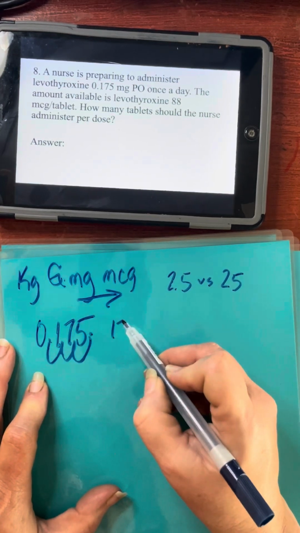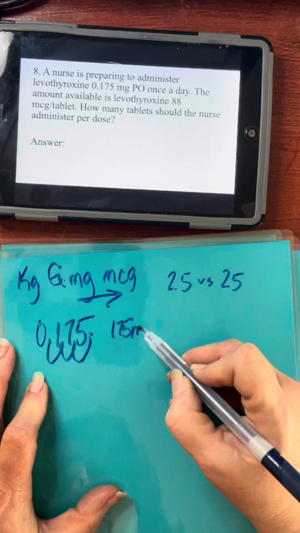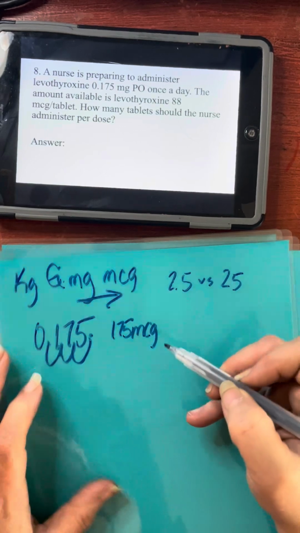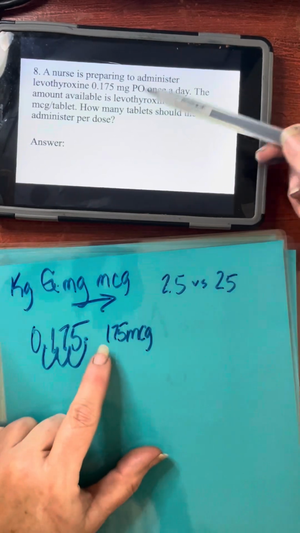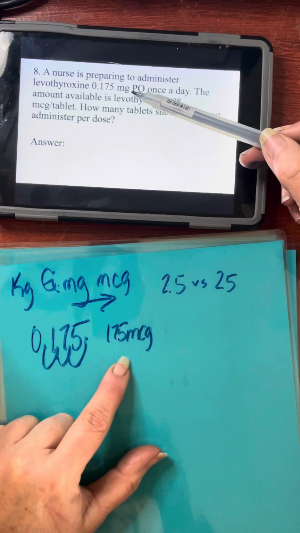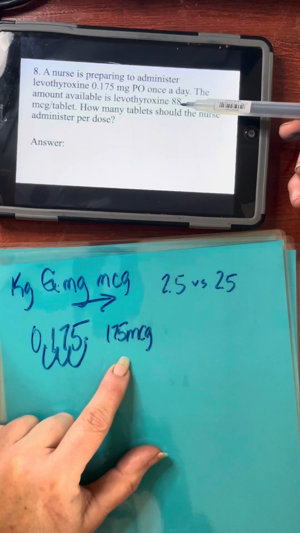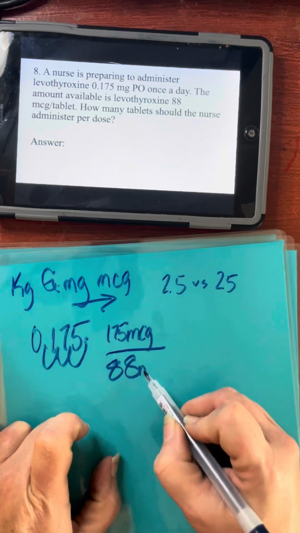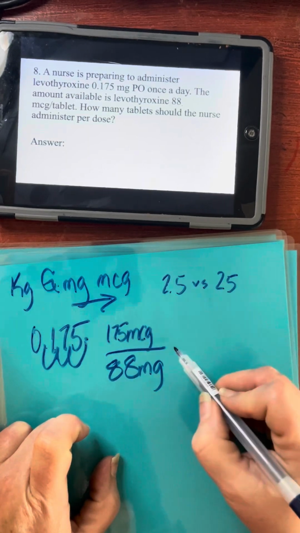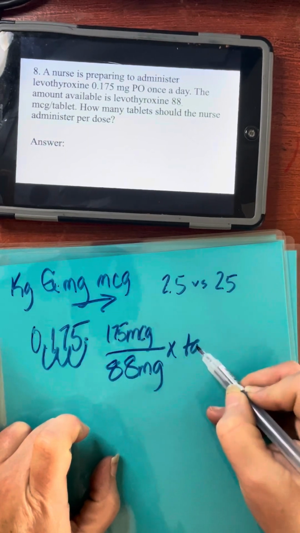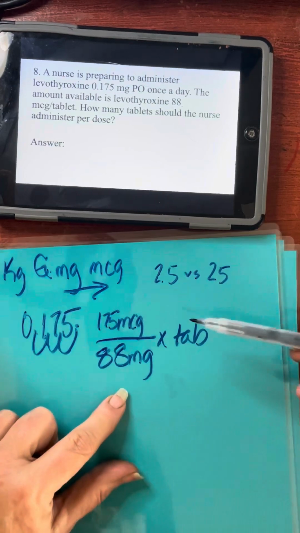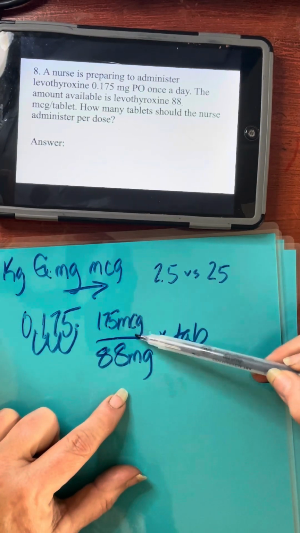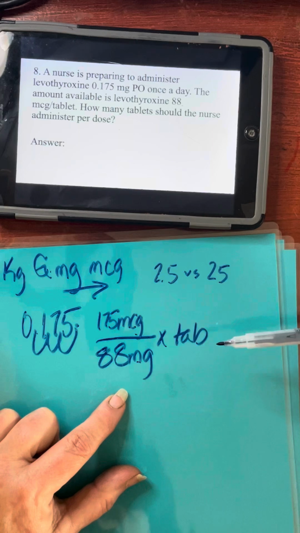So what I have is 175 micrograms is what Mr. Man wants. What I have in my hand is 88 micrograms per tablet. You see that? And this fraction says this divided by that times that.